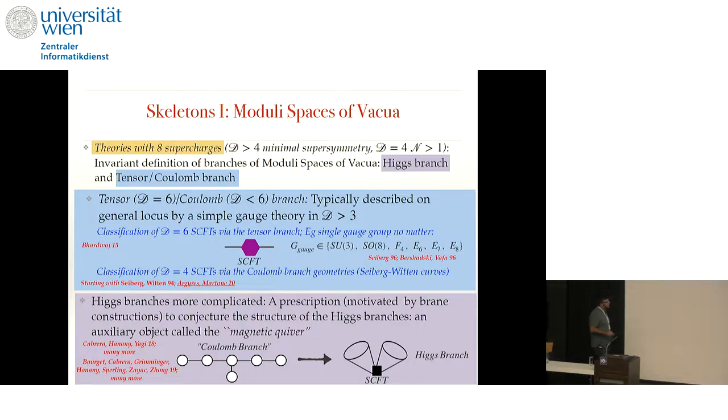What happened in recent years is that not only did we learn something about this Coulomb and the tensor branches that are in a sense simpler, there is a conjectured prescription to try and understand how the Higgs branches of various theories look like. And the way this prescription goes is by associating a certain 3-dimensional auxiliary object, which is usually called a magnetic quiver, and studying the Coulomb branch of this magnetic quiver, one can deduce physics of the Higgs branch of various theories with 8 supercharges in various dimensions.